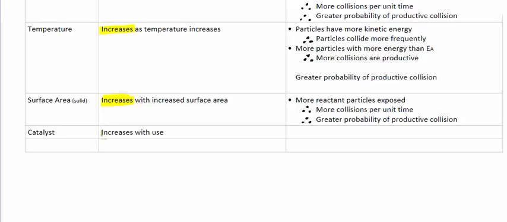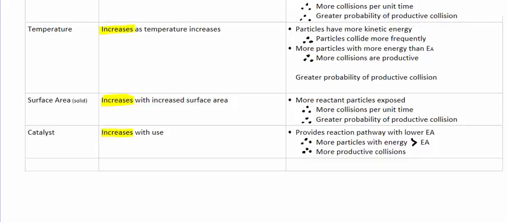Now, reaction rate also increases with the use of a catalyst. A catalyst allows an alternate reaction pathway which has a lower activation energy. What this means is that there will be more of the particles with an energy greater than the activation energy, and because of that, more productive collisions.